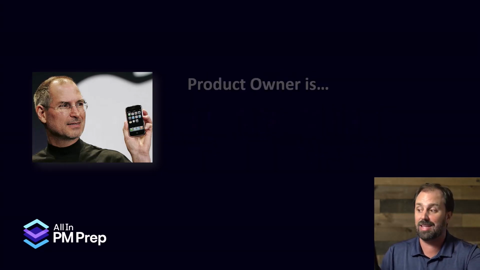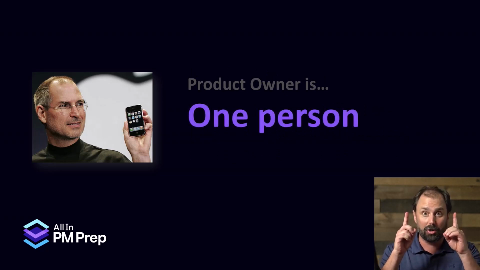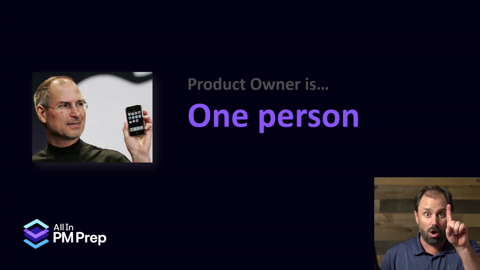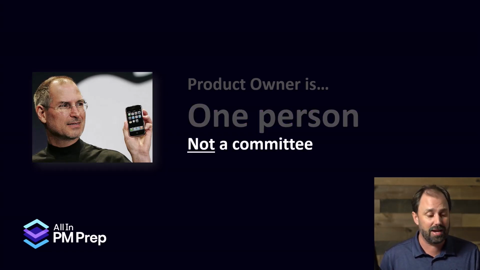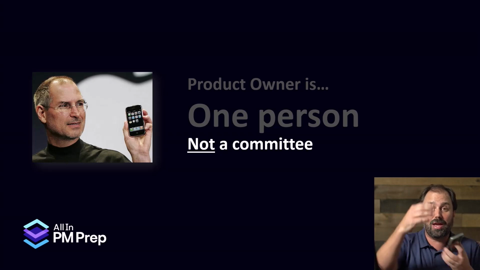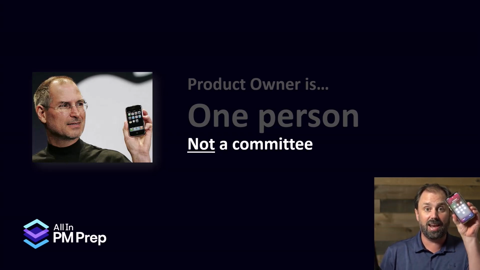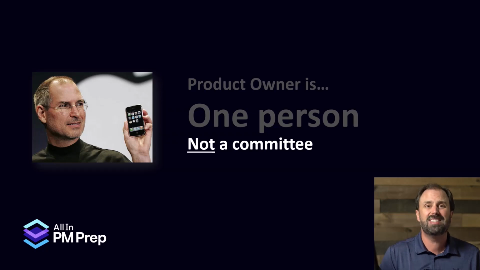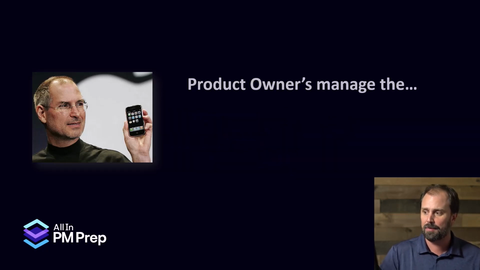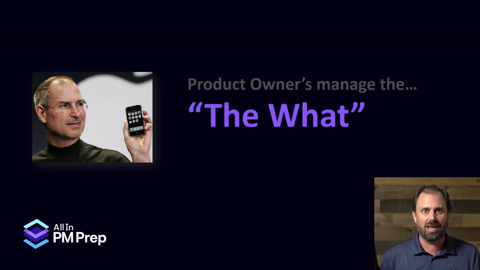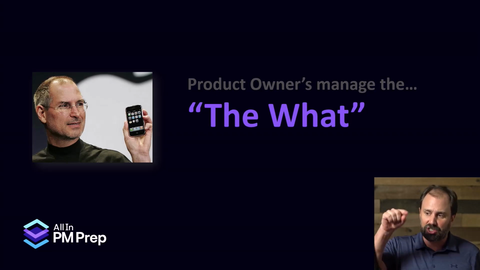That's what it is. Now, a product owner is one person. Steve, one person. You, as the product owner, one person. Not a committee, not making a decision on what's in the iPhone based on committee. No, it is a person that has a vision and cares about the customer so deeply they can taste it, okay? Now, the product owner manages the what, okay? That's the way I want you to think of Steve and the product owner.